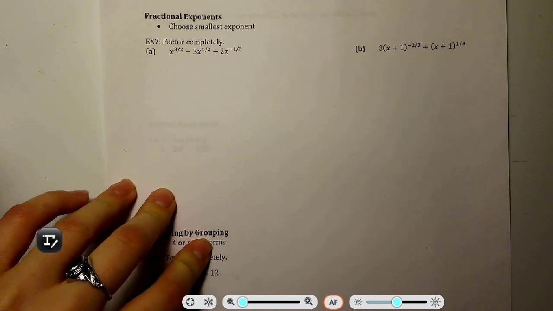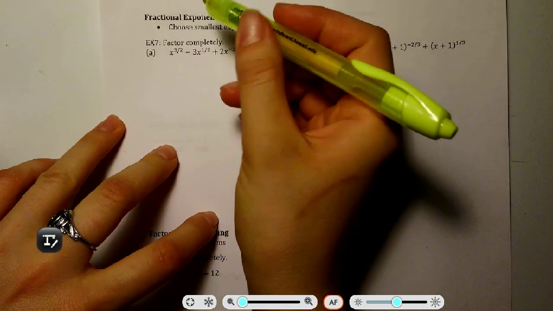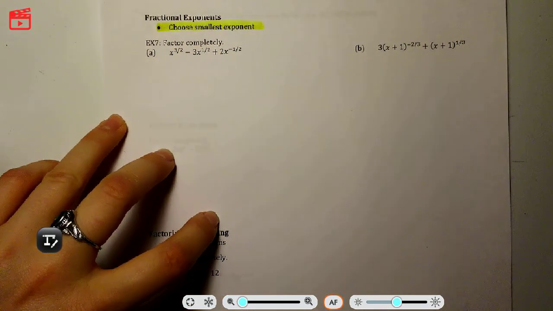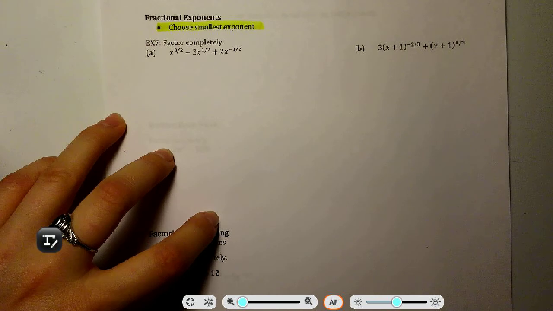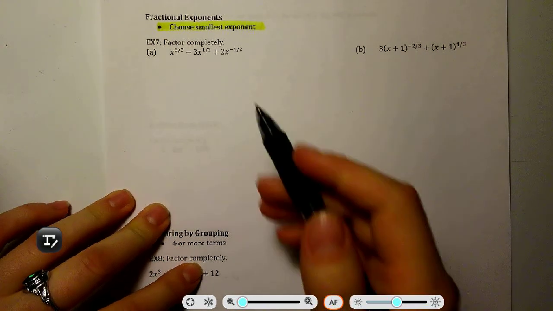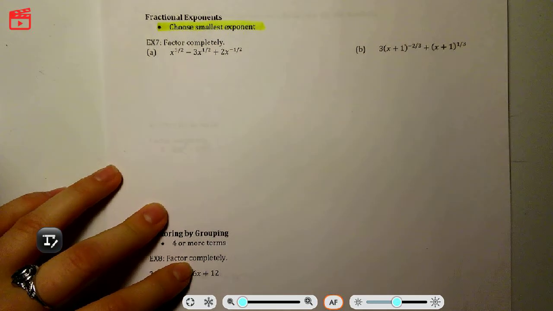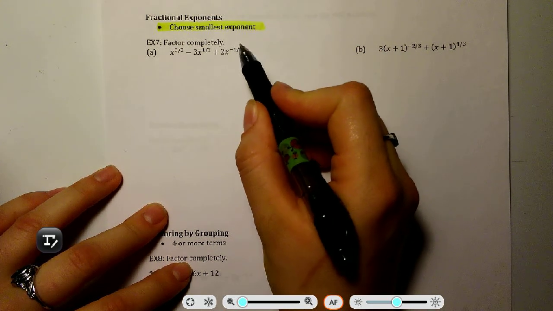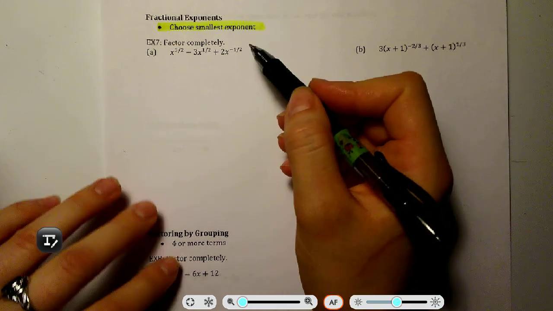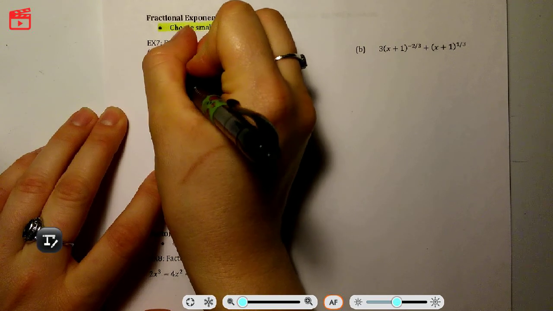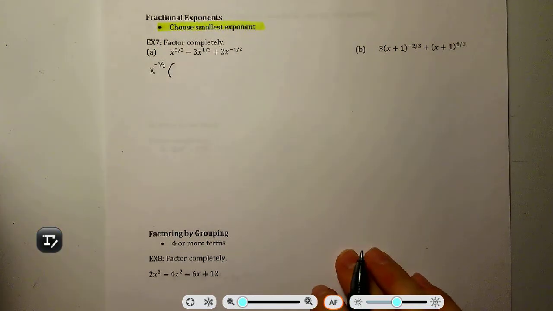All right, so one hint for fractional exponents is you want to take out the smallest exponent. Okay, that's generally what we do. All right, so let's look at part A. Which one of these values is the smallest fraction? Well, the smallest fraction, you might be tempted to say a half, but remember, the negative numbers are the smallest numbers. So we're going to be factoring out x to the negative half power. Okay? So the question is, what is left over?